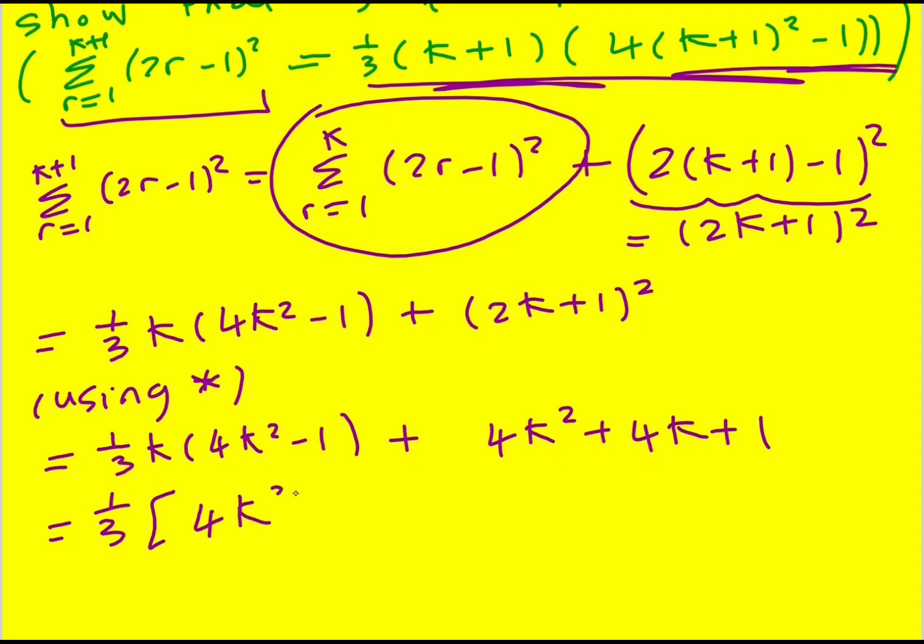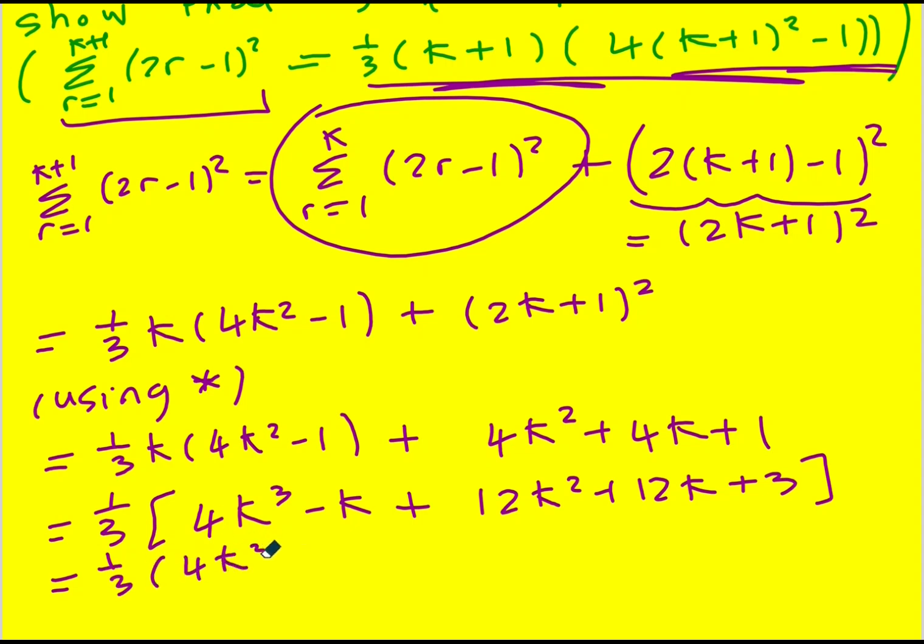So I've got 4k cubed minus k. And then I'll factorize the third out of here as well. So I just need to times this through by 3. 12k squared plus 12k plus 3. Tie that up, we get a third times (4k cubed plus 12k squared plus 11k plus 3). My aim now is to try and factorize to get this.